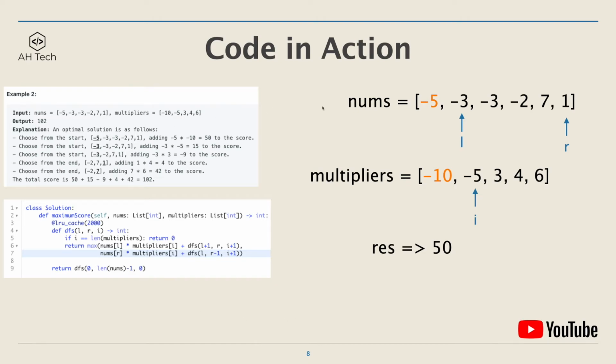And following the same idea, the same process, finally, L and R will stop at negative 2 and 7, and the result is 102 for this example. And this will conclude the algorithm.